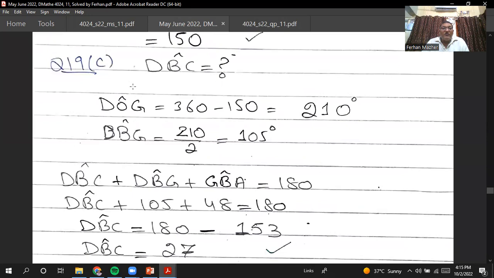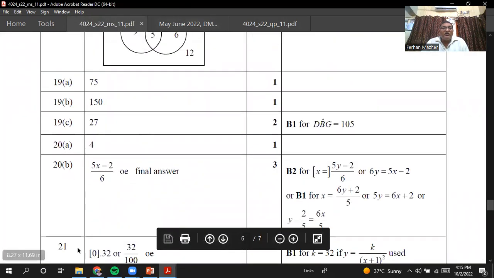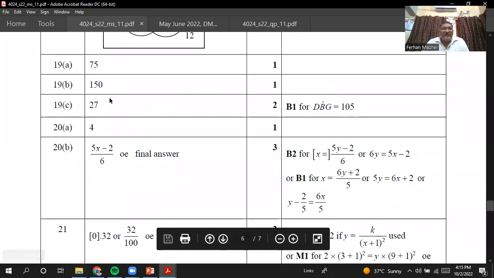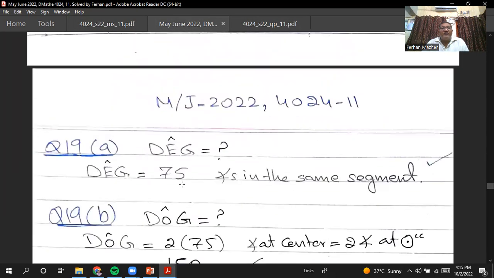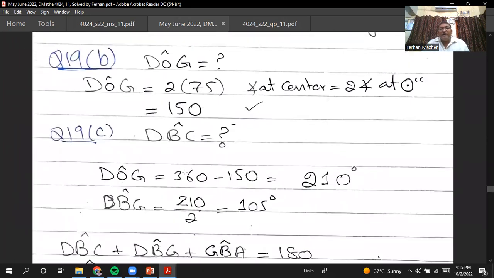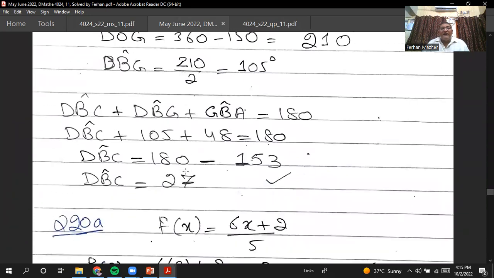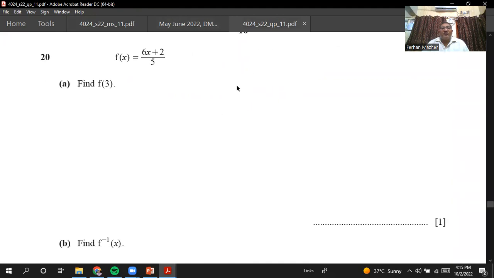So this is how you will do question number 19. I hope you understand. So let me show you question number 19. It will be 75, 150, 27. So our answers are right. So hopefully you can see. Let me show you again. So this is the 19A part, 19B part, 19C part, and this is how you do it. Okay, so the next question coming up on your screen is question number 20.